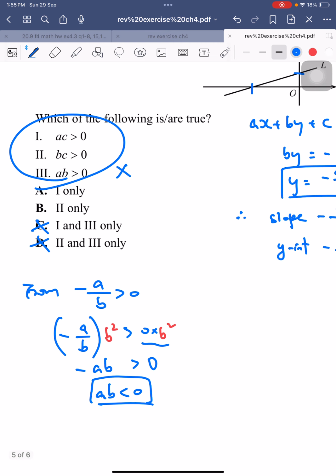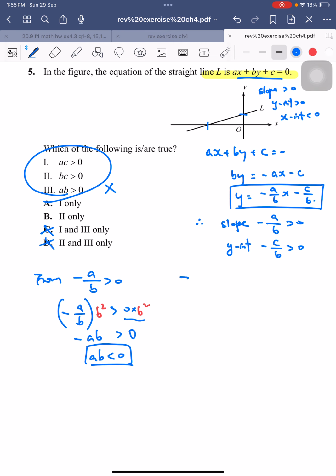Okay, so let's see from the y-intercept. So from negative c over b is greater than 0, we're doing a similar trick. So we times b squared on both sides. So now 0 times b squared giving you 0, and then b squared divided by b giving you b. So negative bc should be greater than 0. I don't want a negative, so bc should be smaller than 0.